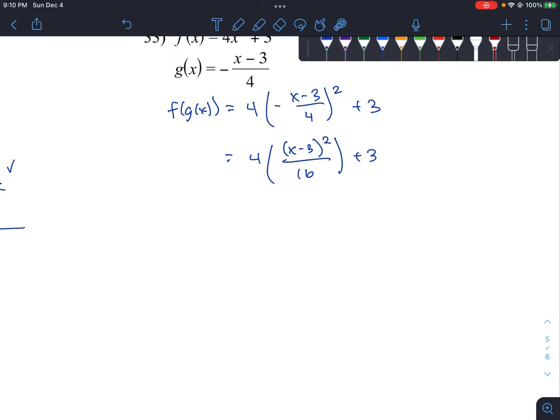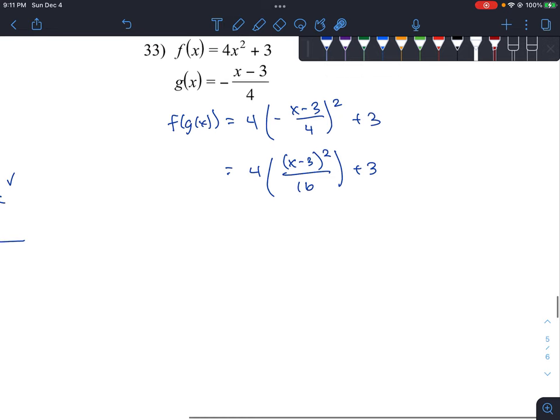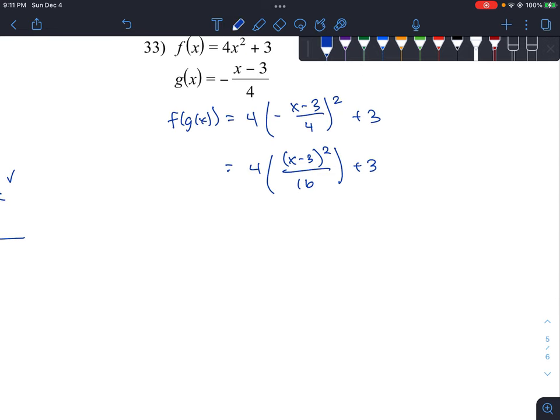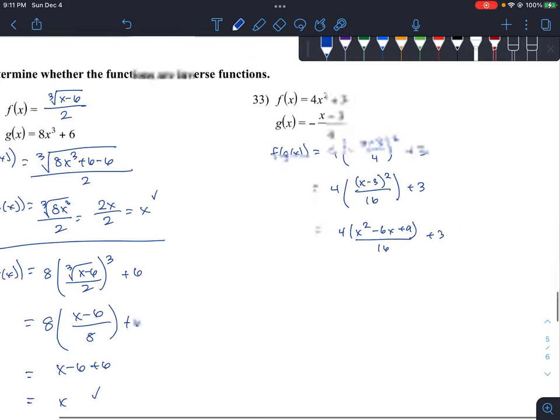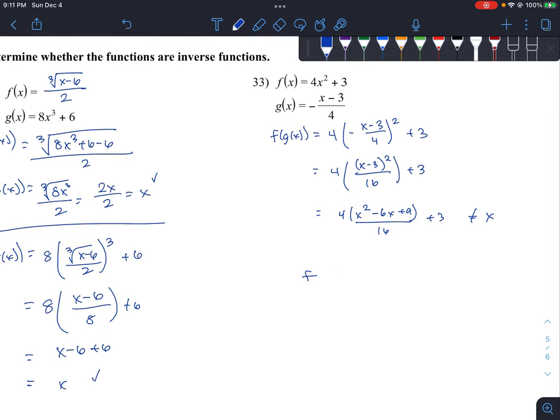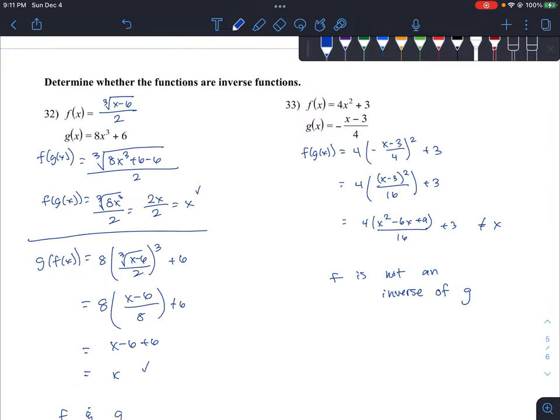I can already tell that this is not going to work out. This is going to be x plus 3 squared, so this is going to be equal to 4x squared minus 6x plus 9. That's what this is going to become. And then all that's being divided by 16 plus 3. So you can see that this in no way is going to result in you getting x. So this is not going to be equal to x. Therefore, we can already stop here. So f is not an inverse of g. So there you go.